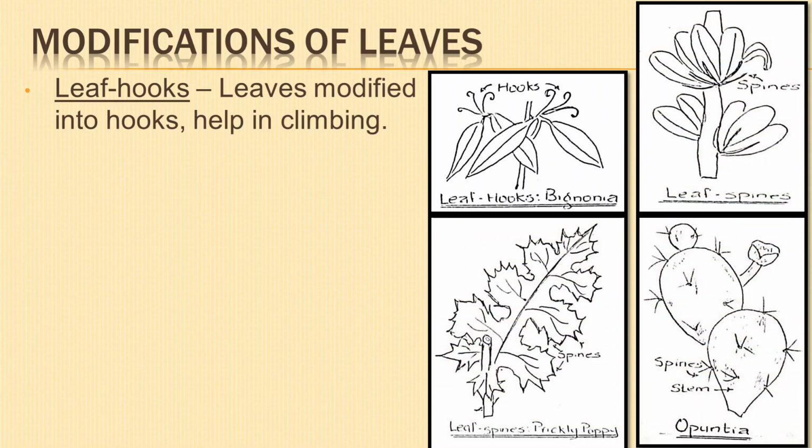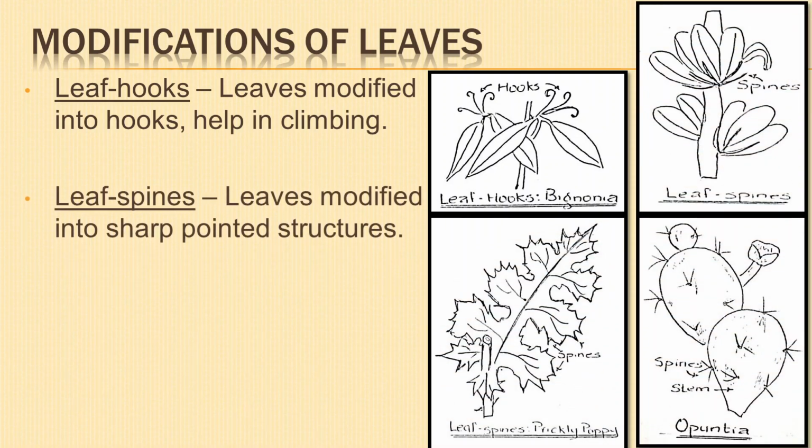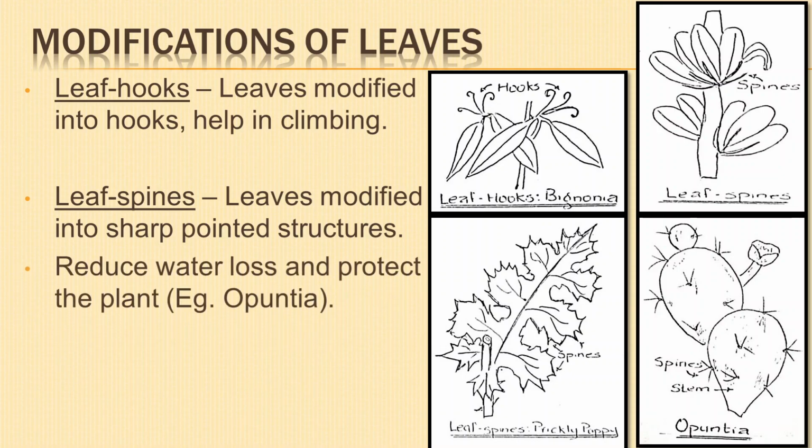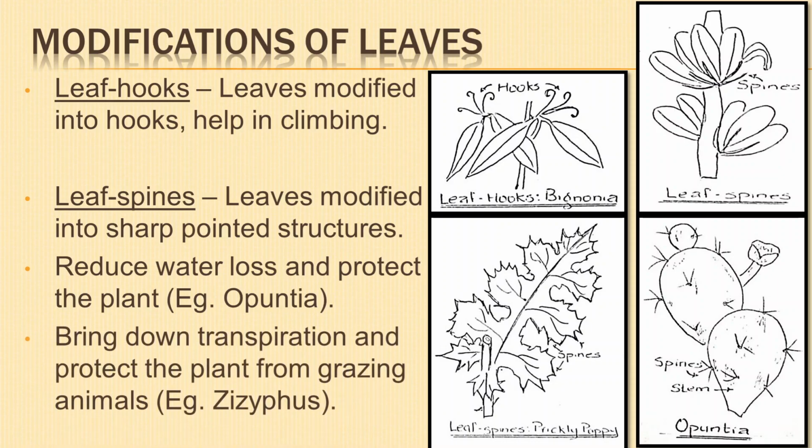Leaf spines. Leaves in certain plants may be wholly or partially modified into sharp, pointed structures called spines for their self-defense. Example, Opuntia, prickly poppy, etc. In Opuntia, the modification of leaves into spines also reduces water loss. In Ziziphus, the leaf spines not only cut down transpiration but also protect the plant against attacks of grazing animals.